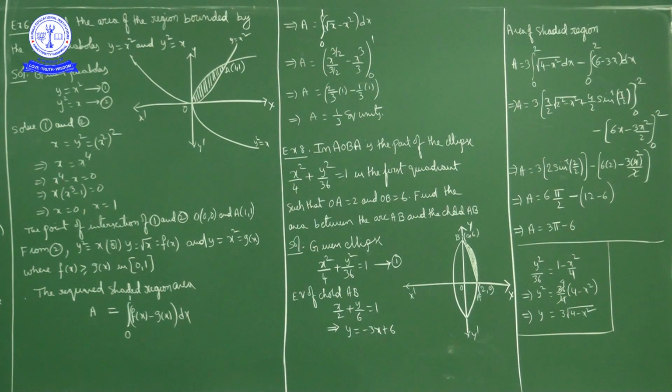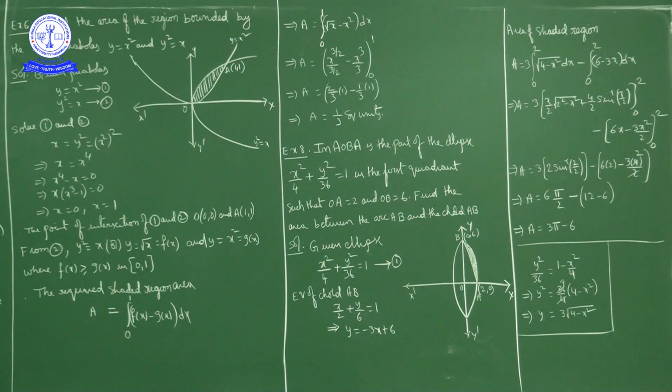Also we know that the area of an ellipse is pi AB, so pi into 2 into 6. So the area of the ellipse is 12 pi. Now the quadrant is 1/4 of that, so 12 pi by 4, which is 3 pi. So the area under this arc is 3 pi, and the area under this triangle is 6. So the answer is 3 pi minus 6.